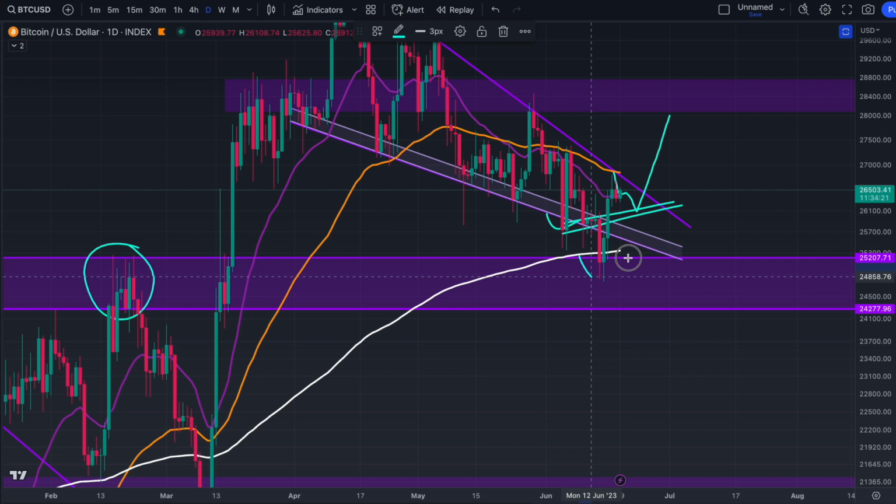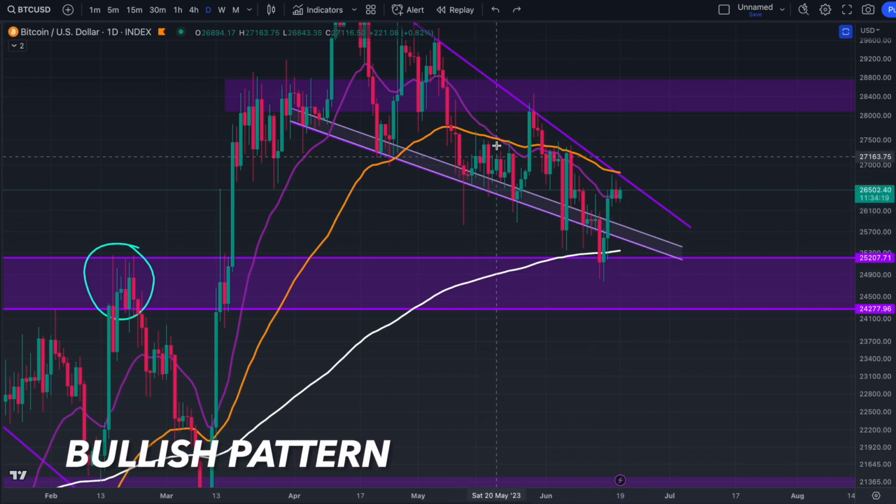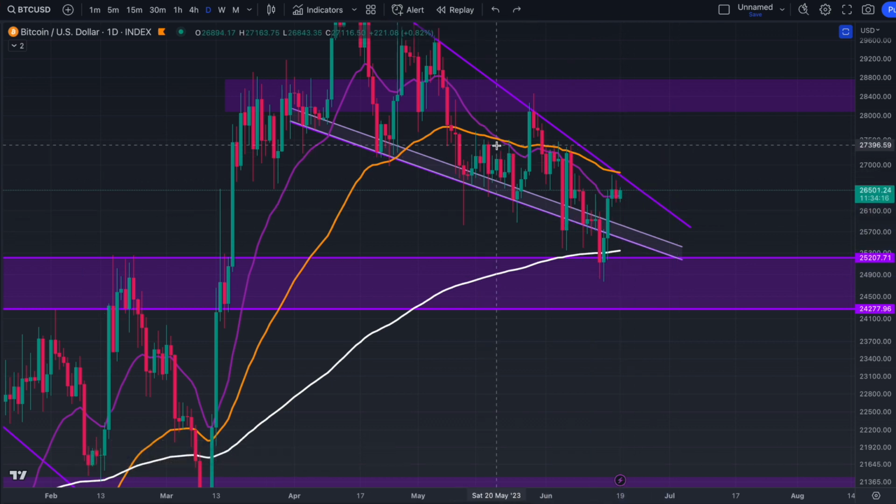This could be an inverse head and shoulders pattern, and this is something that I already mentioned to all my students in the Discord community.